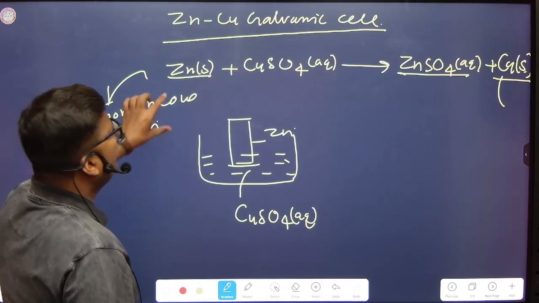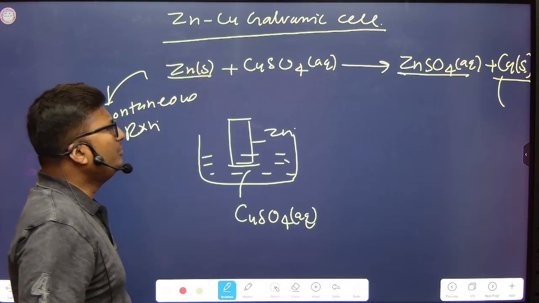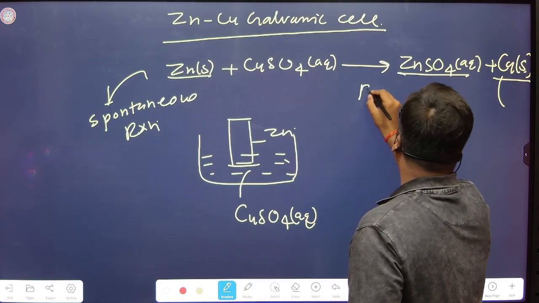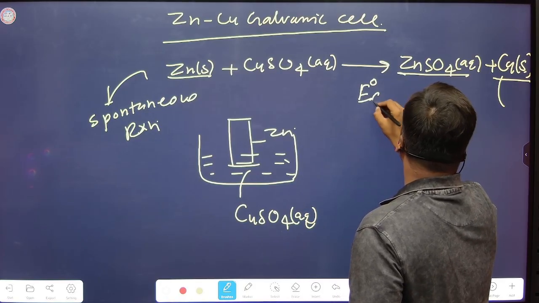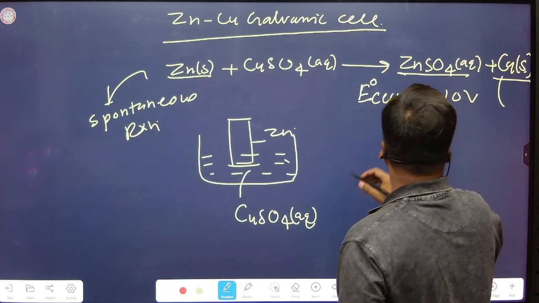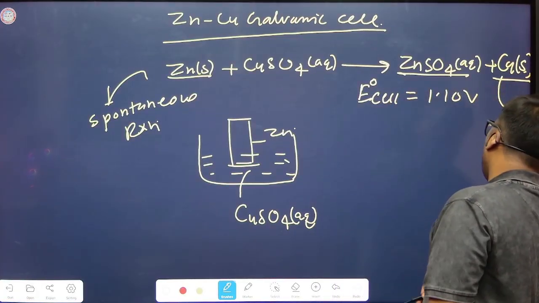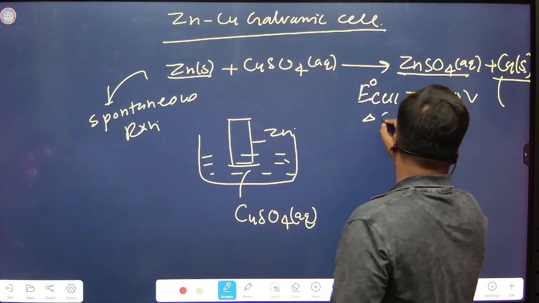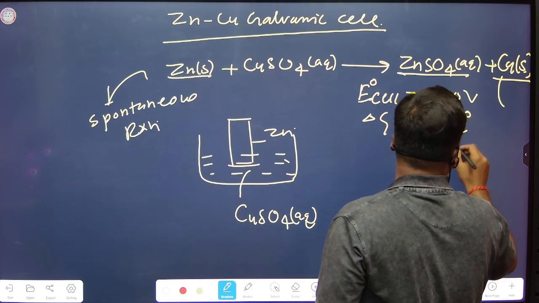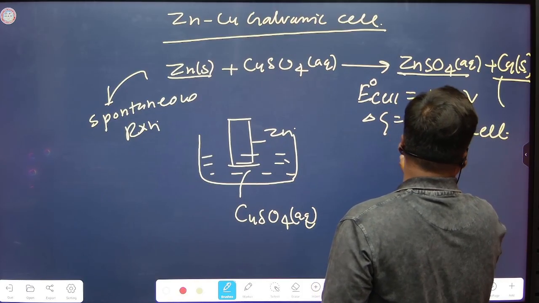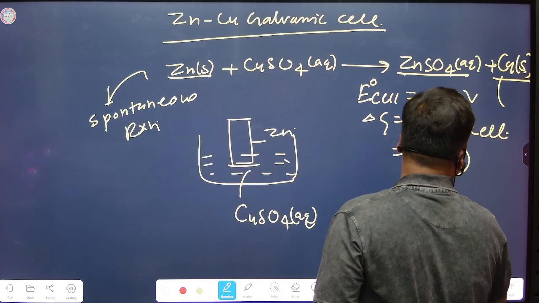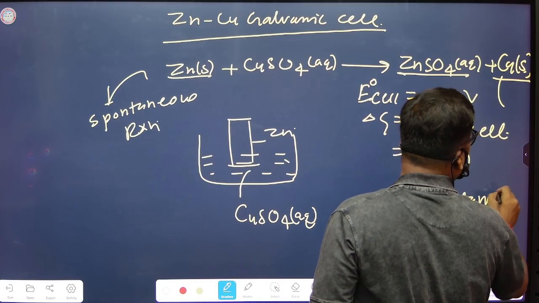So this is a spontaneous reaction, because in the zinc copper galvanic cell, in the previous lectures we have seen that E naught cell is equal to 1.10 volt, right? Because E cell is a positive value, delta G will be minus nFE naught cell, so it will be a negative value. So the reaction is spontaneous, right? Spontaneous.